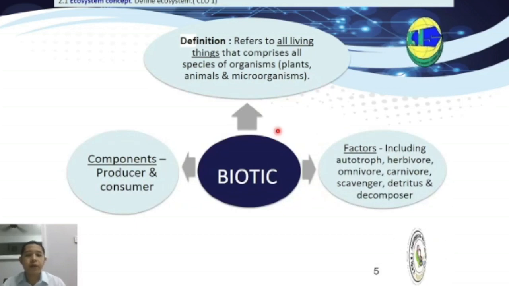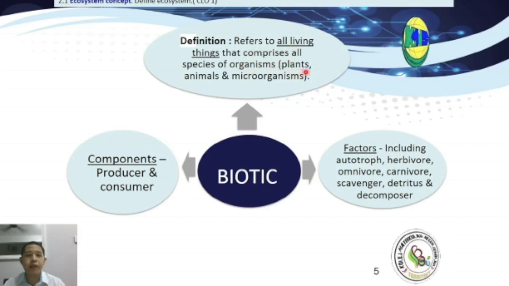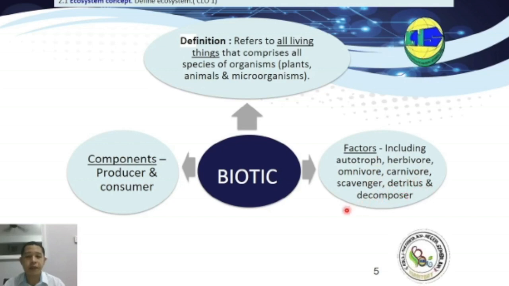There are two important factors for ecosystem stability and sustainability. First is biotic factor. So what is biotic factor? Biotic factor refers to all living things that comprise all species of organisms, including plants, animals, and microorganisms. So all the living things we consider as biotic factor. Producer and consumer are two components of biotic, and the factors include autotroph, herbivore, omnivore, carnivore, scavenger, detritivore, and decomposer.